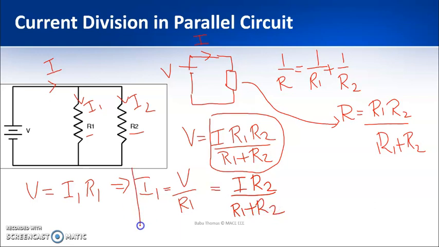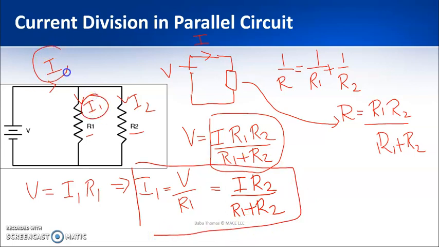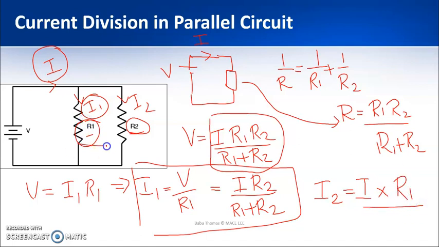So that is, I1 is nothing but the total current I into the other resistance divided by the sum of the resistances. Similarly you can write I2. I2 will be equal to the total current I into the other resistance, that is R1, divided by the sum of the resistances R1 and R2.